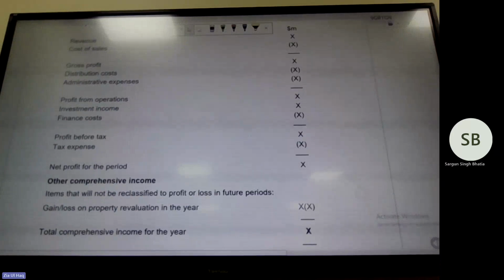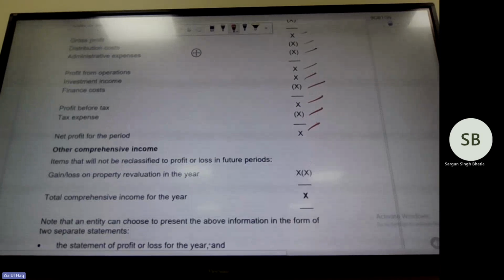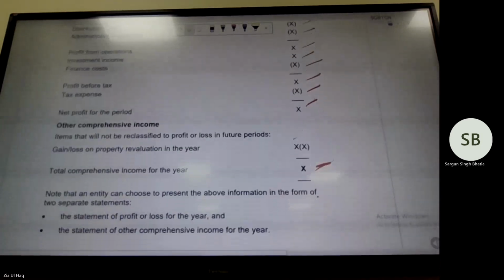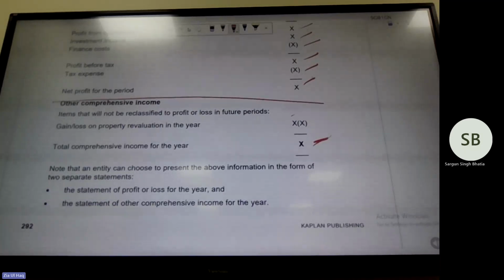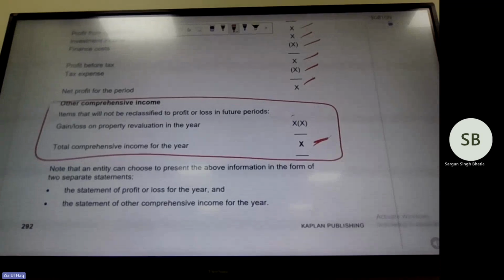He has prepared here: revenue less cost of sales, gross profit, less distribution expenses, admin expenses, profit from operations, other income, finance charge, meaning interest, profit before tax, minus tax is equal to profit. And then other comprehensive income, like if there is any gain or loss on property or revaluation, we will add or subtract, and we will arrive at total comprehensive income. So we can prepare them combined, or we can prepare the other comprehensive income separately. Both treatments are acceptable. Obviously, other comprehensive income will start from the profit figure.